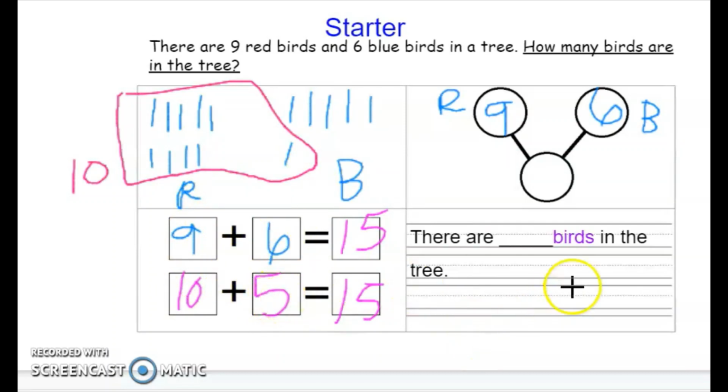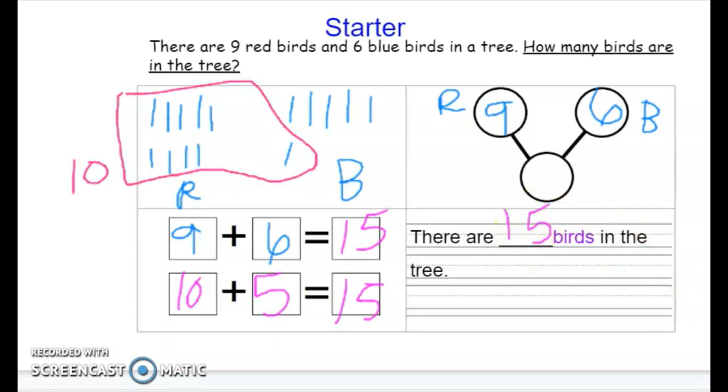Now let's go ahead and answer our last box. Our question reads, how many birds are in the tree? We always answer with a complete sentence. There are 15 birds in the tree.